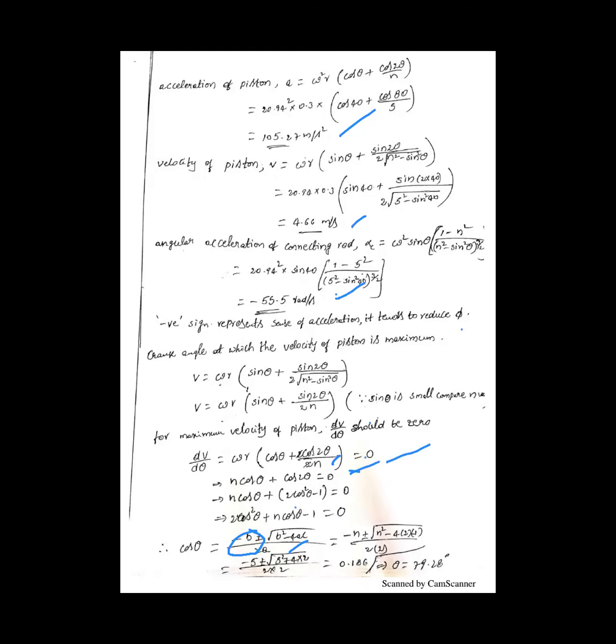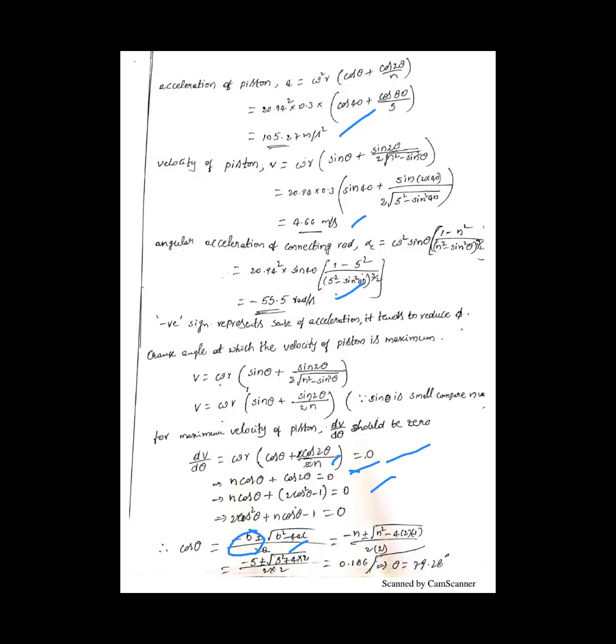Cos 2 theta can also be written as 2 cos square theta minus 1. Just substituting the formula, n cos theta plus 2 cos square theta minus 1 equals 0. So all of you observe that. It is a second order equation: 2 cos square theta plus n cos theta minus 1 equals 0.